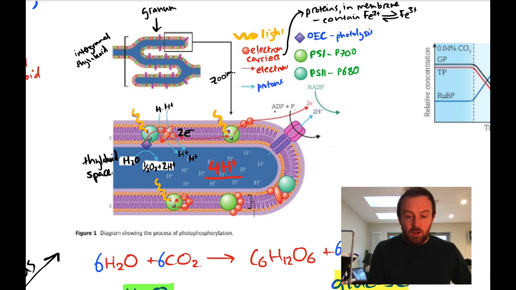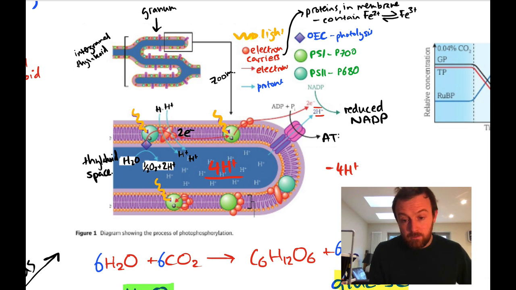But over here, on the other side, in the stroma, we've lost these two protons from that side, so we've got minus two. And also we take in protons here, so protons get taken in on this side, another minus two. So on this side we've got minus 4H+. And those protons are used to produce reduced NADP, and ATP is made.